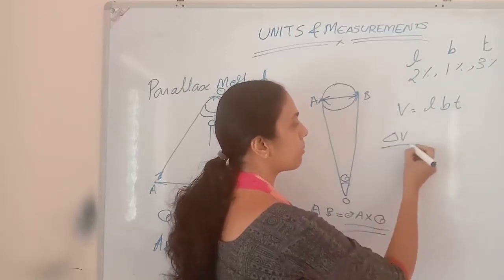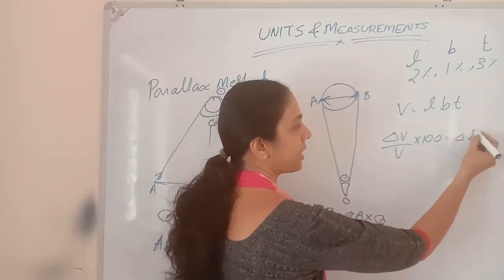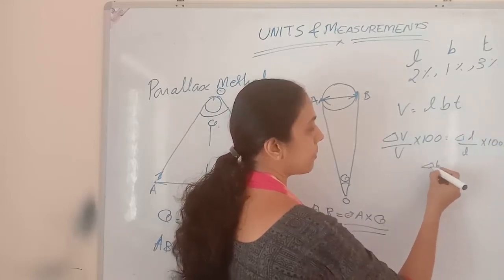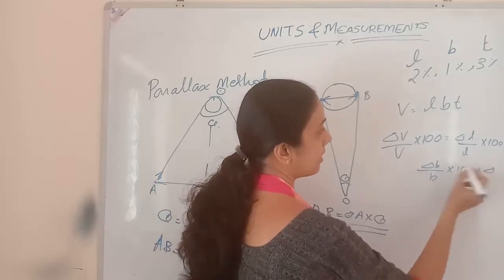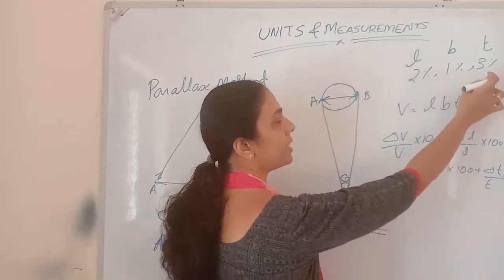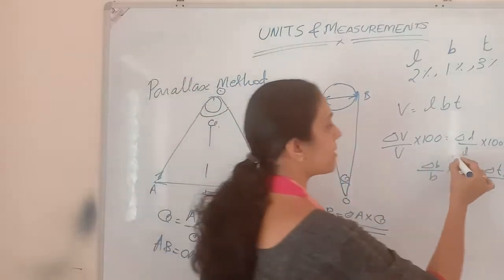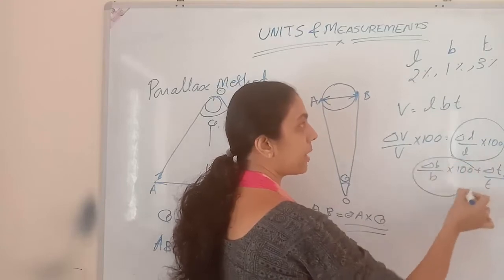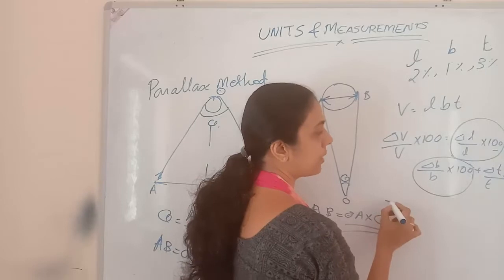So delta V by V into 100, the percentage error, equals delta L by L into 100 plus delta B by B into 100 plus delta T by T into 100. Here the percentage errors are directly given, so no need to do anything else. The percentage error in length is 2%, the percentage error in breadth is 1%, and delta T by T into 100 is 3%.